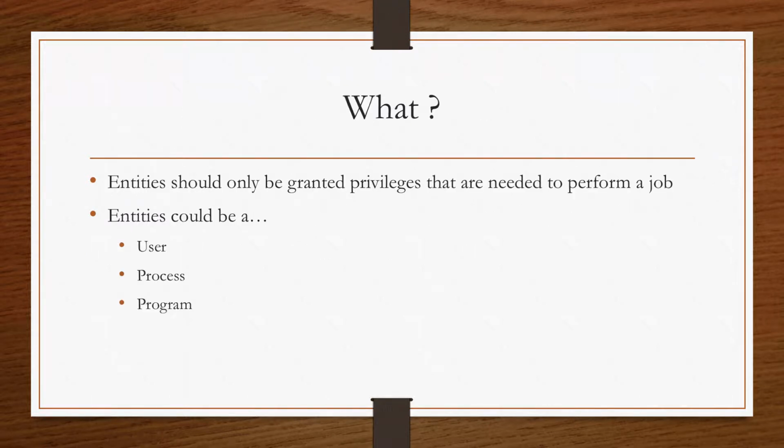So what is the principle of least privilege? Well, it states that entities should only be granted privileges that are needed to perform a job. And an entity is something that we assign privileges to. So some examples would be users, processes, and programs.